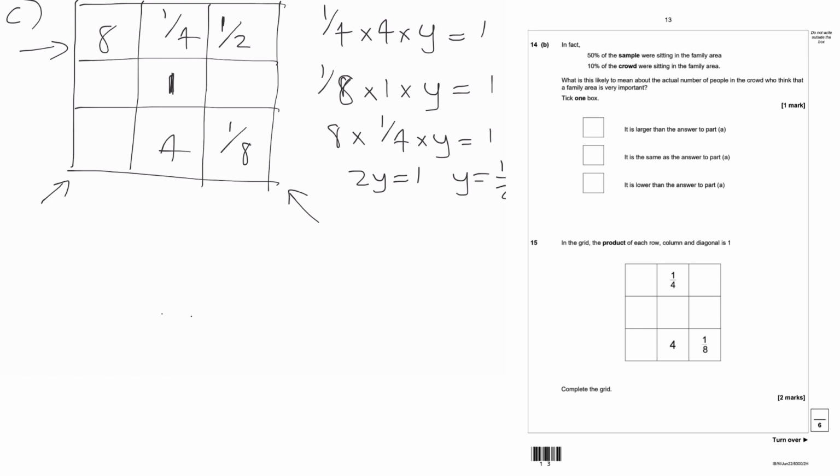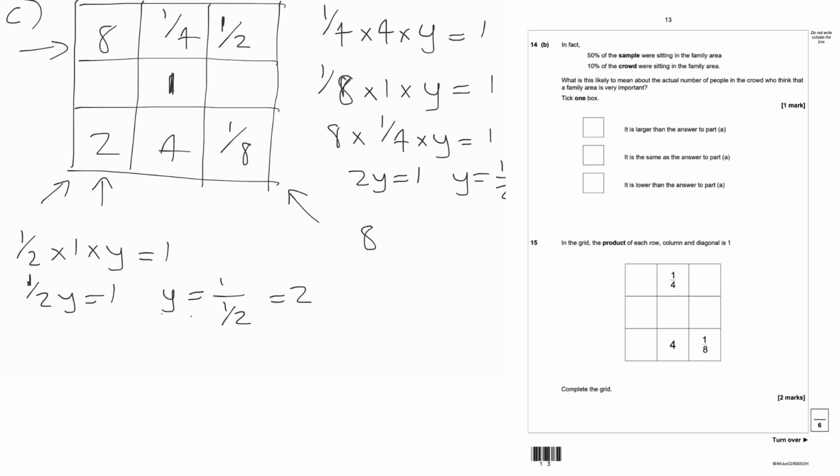Now we can have a look at this diagonal. So we have a half times 1 times y equals 1. So we have a half y equals 1, which means y equals 1 over a half, which equals 2. So now we have two values left. So let's have a look at this column here. So we've got 8 times 2 times y equals 1. So we have 16y equals 1, and therefore y equals 1 over 16. So this was this value here.